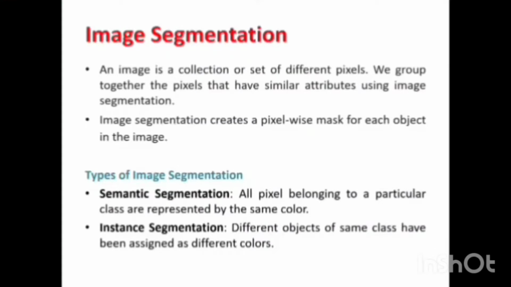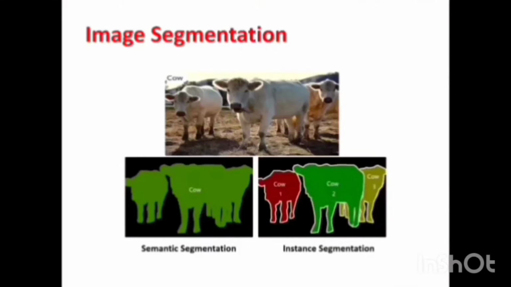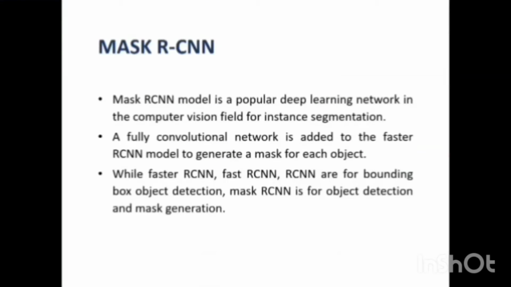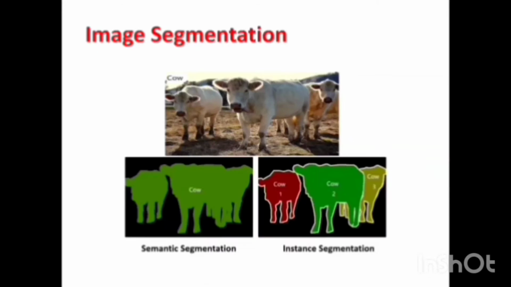So image segmentation is a division of an object into regions. It creates the pixel-wise mask for each object in the image. There are two types of image segmentation, that is semantic segmentation and instance segmentation. Semantic segmentation is nothing but objects of the same class are represented by the same color. And instance segmentation is nothing but different objects of the same class are assigned different instances. Mask RCNN model uses instance segmentation and U-Net model uses semantic segmentation.